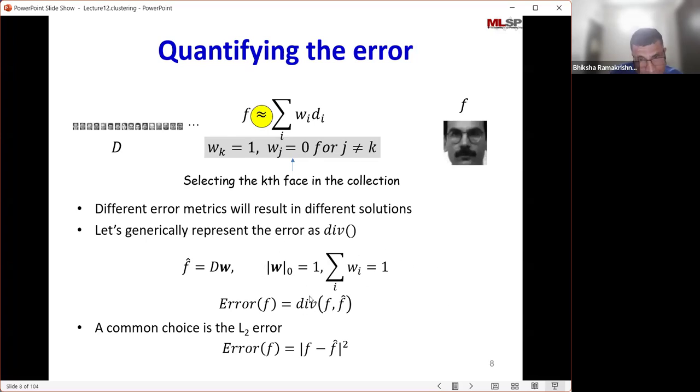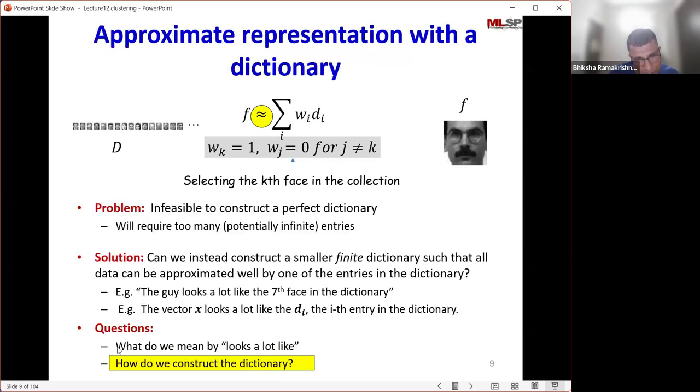My error is going to be the divergence between the actual face and this approximation. And a very common choice of this divergence is the L2 error. Now, again, I'm speaking of faces, but this applies to any data. I'm just using faces as my example. So that sort of defines or quantifies what we mean by looks a lot like.